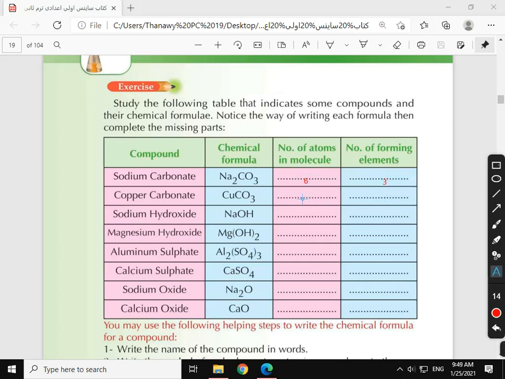For copper carbonate, CuCO3, we have 3 oxygen, 1 carbon and 1 copper, so we have 5 atoms. And the number of elements, we have oxygen, carbon and copper, so 3 elements. And so on. So how can we write the chemical formula of any compound?